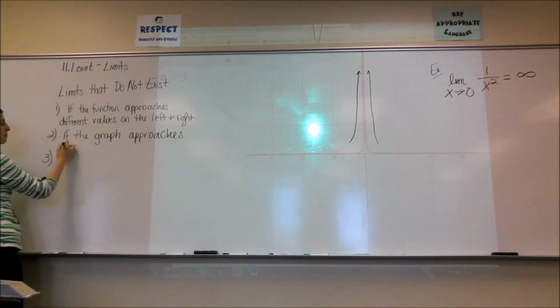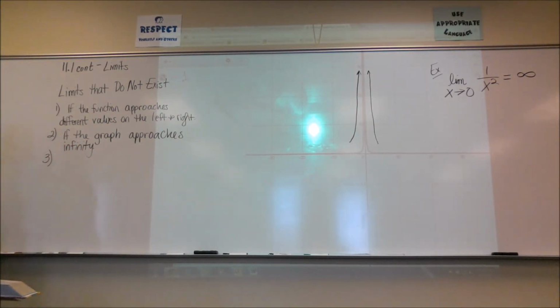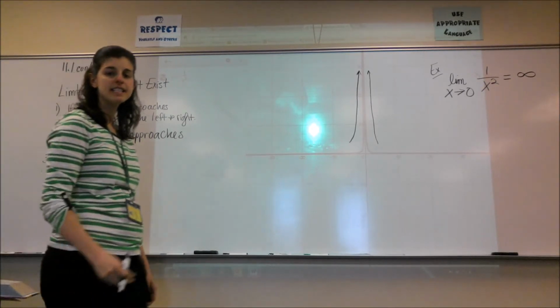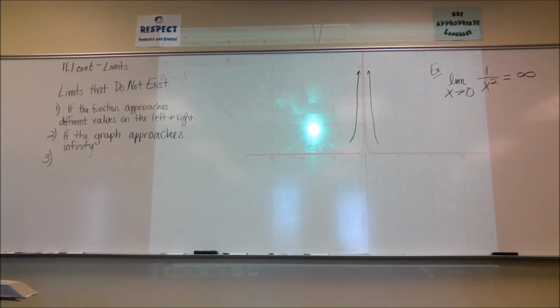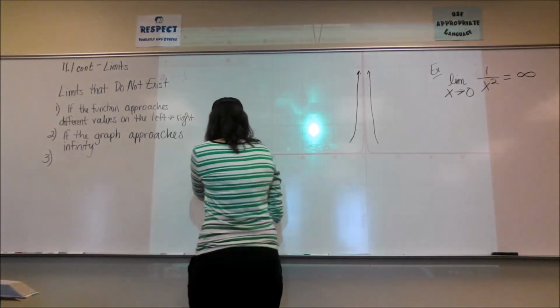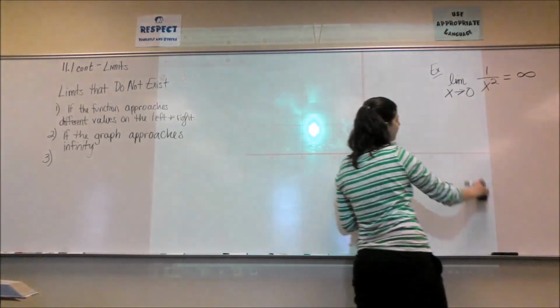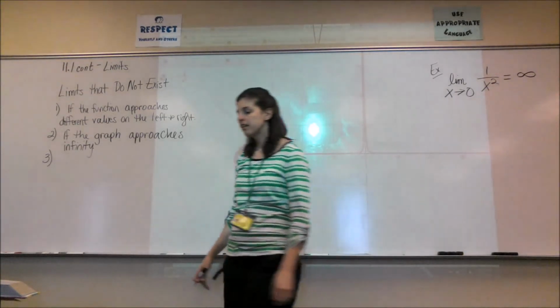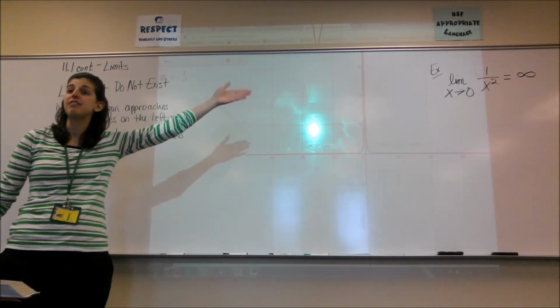If the graph approaches infinity, then the limit does not exist for right now. If it approaches 2 different kinds of infinity, like left and right, it goes to 2 different things, then the limit does not exist anyway. So you can put DNE over there instead of an infinity symbol.